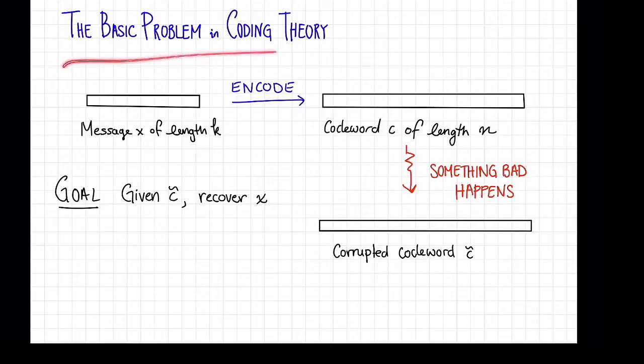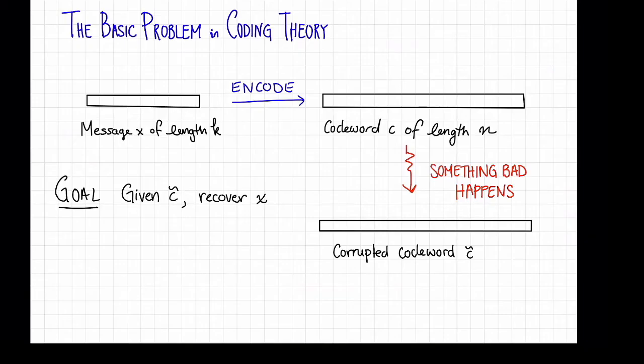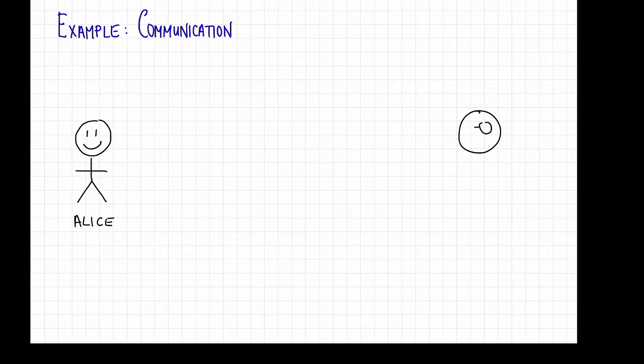Now, this basic setup shows up in a lot of different applications. Two prototypical applications are communication and storage. So let's talk about those now and see how this sort of situation might arise. To illustrate the example in communication, suppose we have some sender, let's call her Alice. Here she is, she's very happy. And we have some receiver, let's call him Bob. He's also happy, and Bob wears glasses.